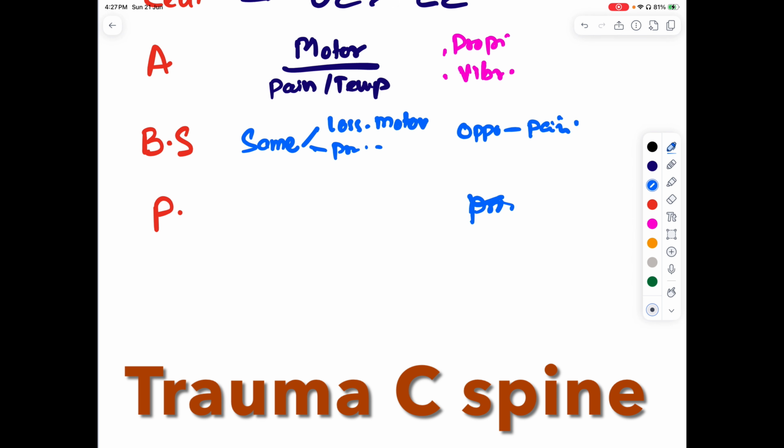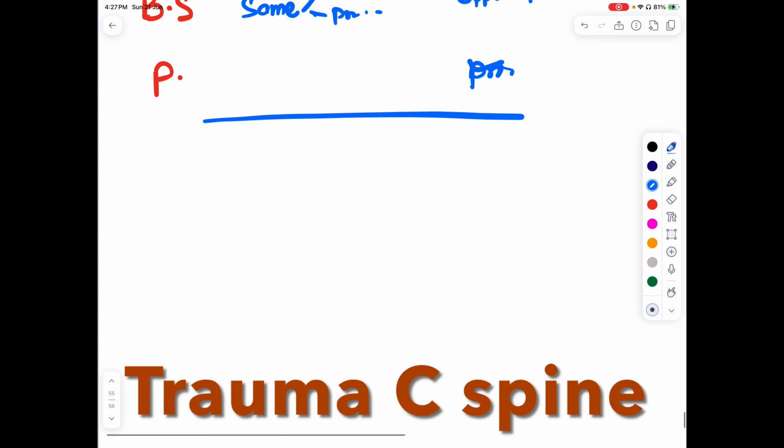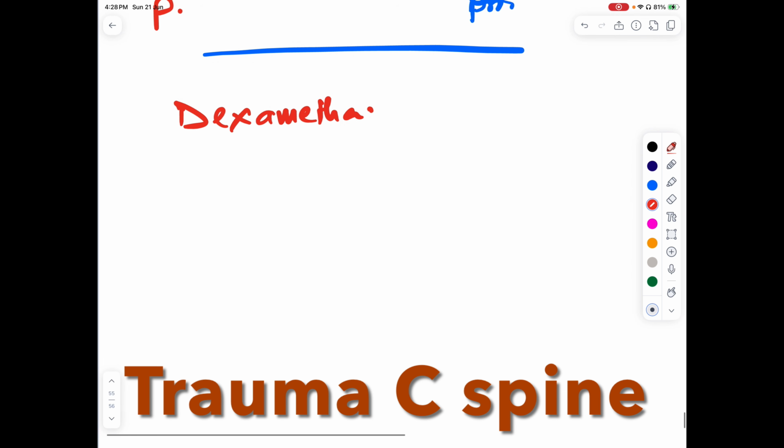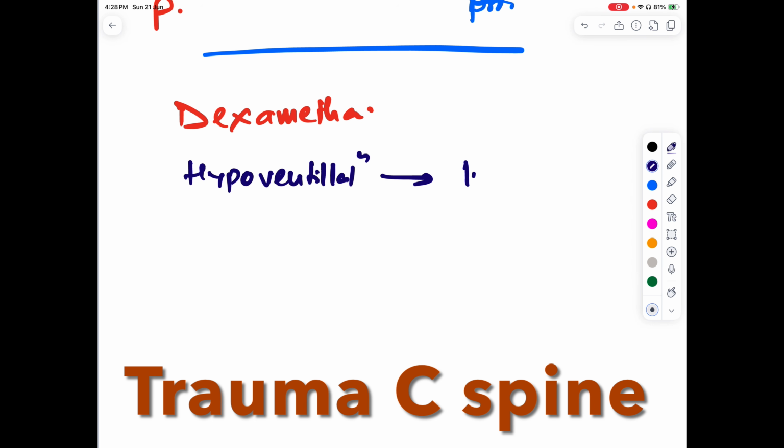First line of management now, in cervical spine, you have stabilized everything. Which drug will you give? Dexamethasone to prevent further compression. The consequence is the effect on breathing. Shallow breathing will lead to hypoventilation, which leads to lung atelectasis and collapse.